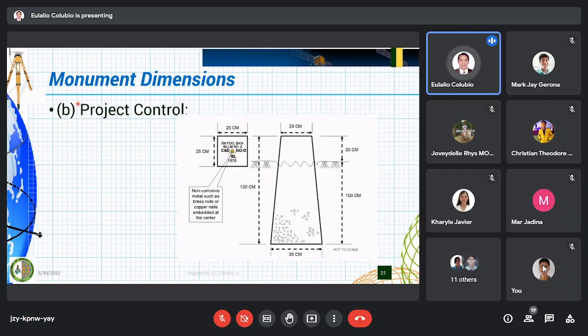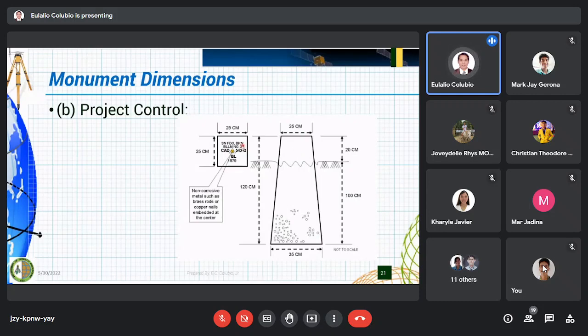Okay, for the project control, this is, I think, a wrong example anyway. Project control mostly has the information, the letterings, the engravings on the side. So in my example here, first is the name of the town or city, then the barangay, and then the monument number, so BLM 25, no?